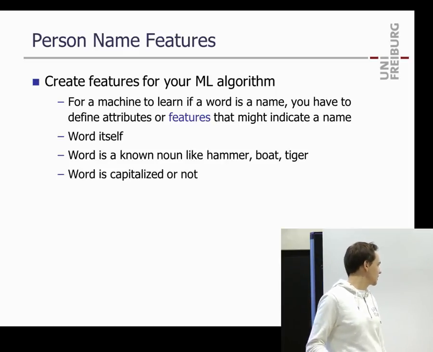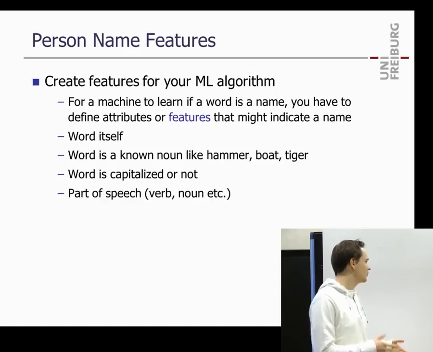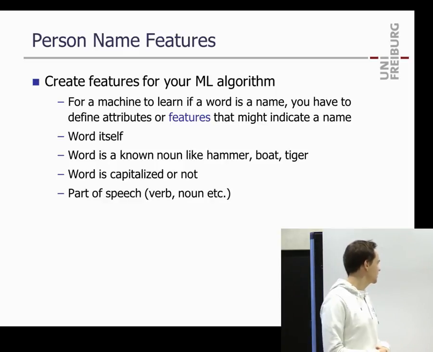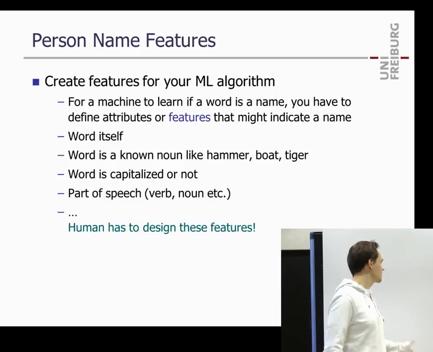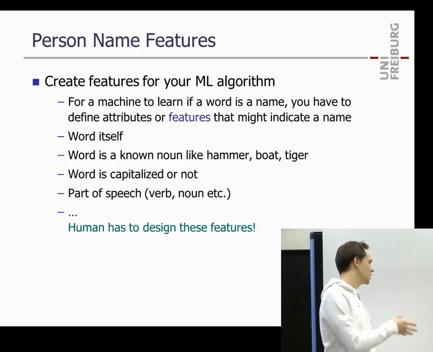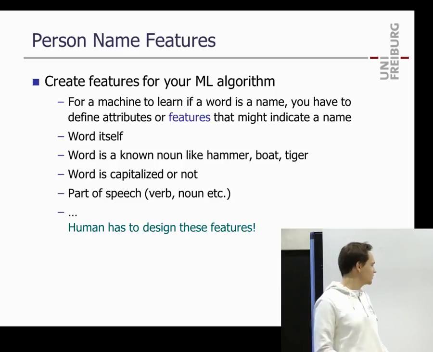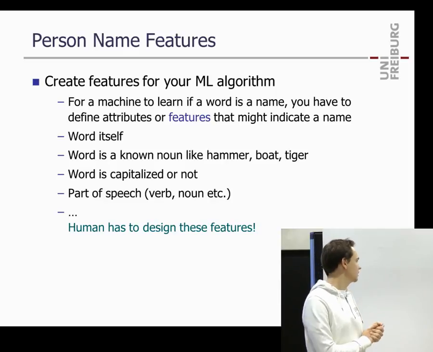And if the word is written with a capital letter or not, the part of speech, if it's a verb, then it cannot be a name if it's a verb in the sentence. So these might all be features. You might think of more features that could tell this algorithm, okay, if this happens, maybe it's a person. And these features will not be learned automatically. You have to design them yourself.